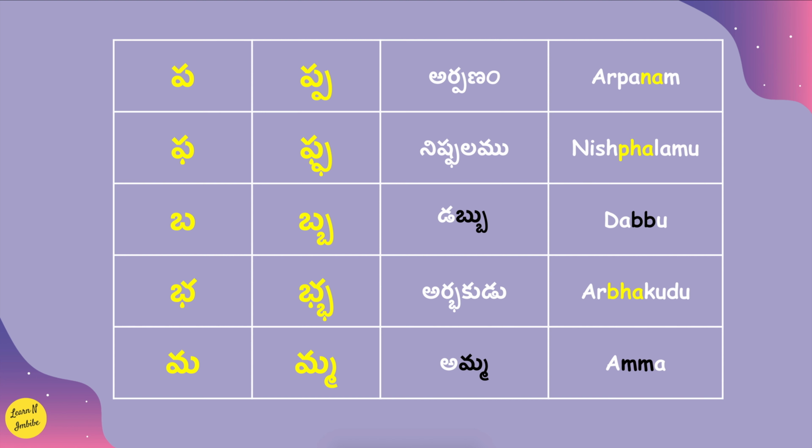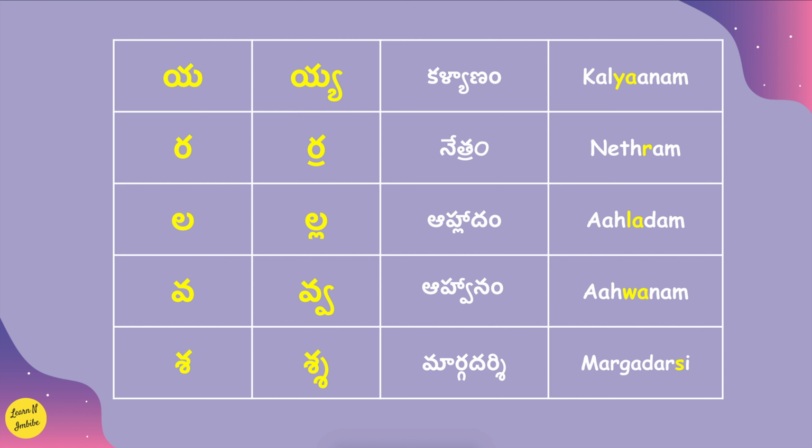Ma, amma. Here the first and second consonant again belong to the same ma family. A-M-M-A, amma, which is mother. Ya, Kalyanam, which is marriage. R, Netram, which is an eye.